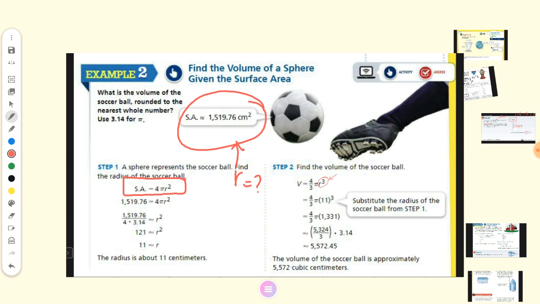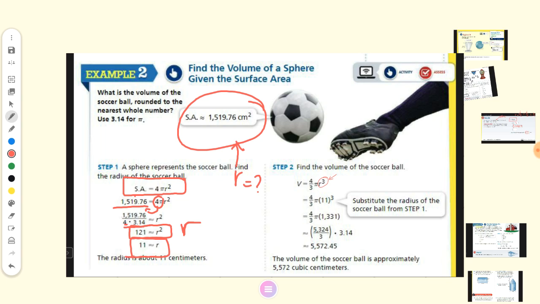Okay. Instead of surface area, I will put the number he gave me. Then 4 multiplied by pi, send it to the other side by dividing. So it will be divided by 4 multiplied by 3.14. The conclusion is r to the power 2 equals 121. Take the square root of both sides. It will give you r equals 11.